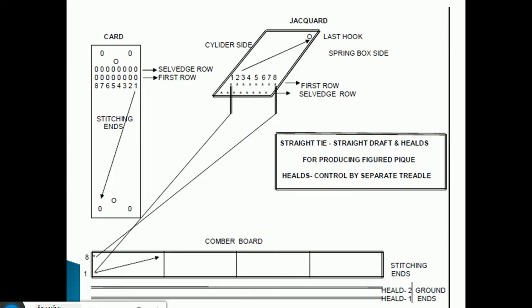So this is a jacquard setup. First jacquard setup we can see. This is the straight tie, straight rough jacquard with the heel. So we know that the jacquard is used to control the stitching end. Okay, so through the first harness line the stitching end is drawn. Likewise, all the stitching ends are drawn through the respective harness, and at the front side of the harness we will keep two heel shafts, heel shaft one and heel shaft two, through which we will draw the plain ends. So the stitching end is drawn through the harness and the plain end is drawn through the heel shaft.